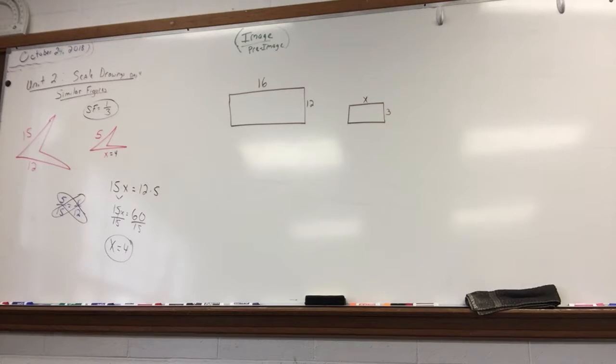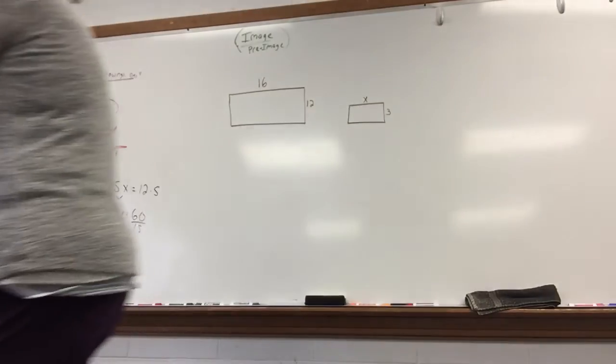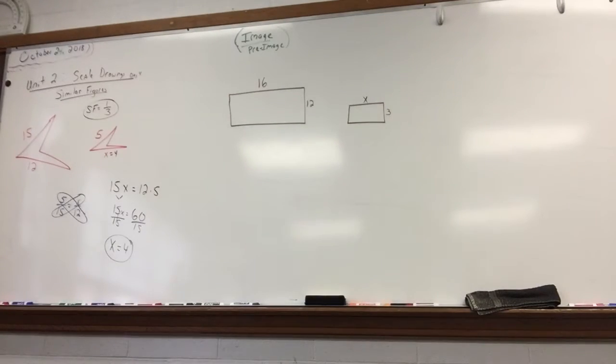Is it this one you're doing? So it's image over pre-image. So it'd be x over 16. You weren't wrong, you just don't have those in the right order. Where's the proportion? Jason, yeah, you're good. Good. Once you have your proportion, we'll let you know whether you can go on or not.